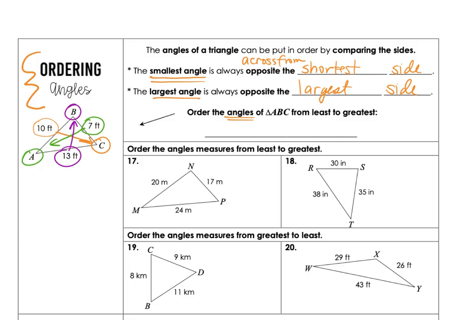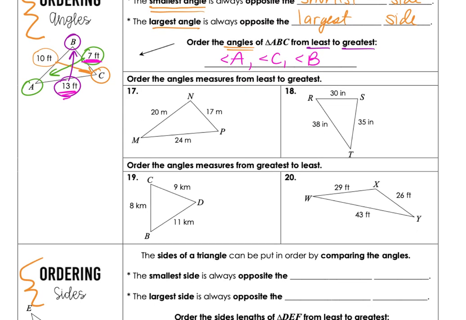So if we're going to put the angles in order, this one says least to greatest. Pay attention, because sometimes it goes greatest to least. Sometimes it goes least to greatest. I hate having to take points off just because you read something wrong, but that's how it goes. What is your smallest angle? Angle A. Across from the shortest side, which is the 7, is angle A. What's your next smallest angle? Angle C. And then your biggest one is across from the biggest side, which is 13. So that's angle B. Okay.